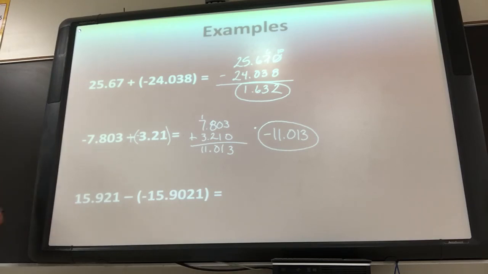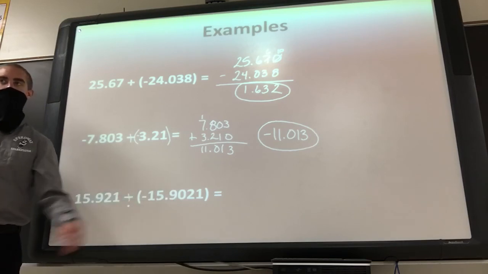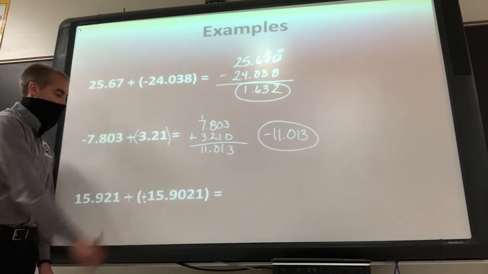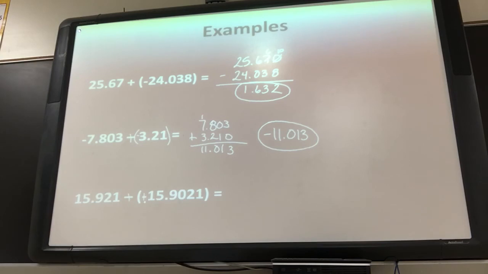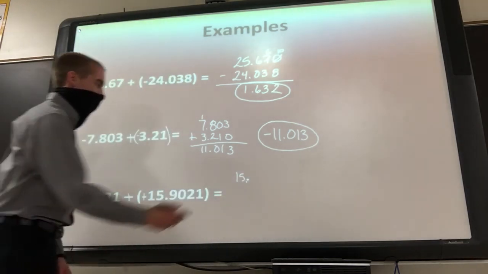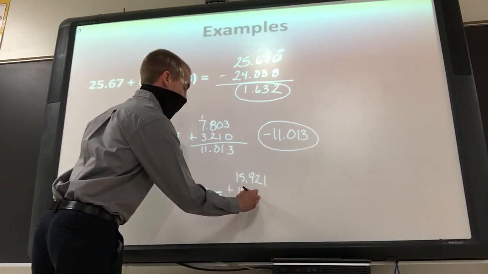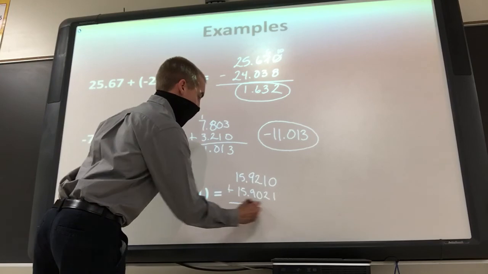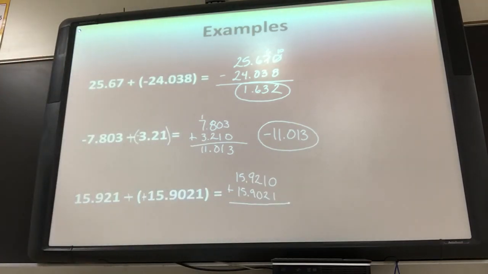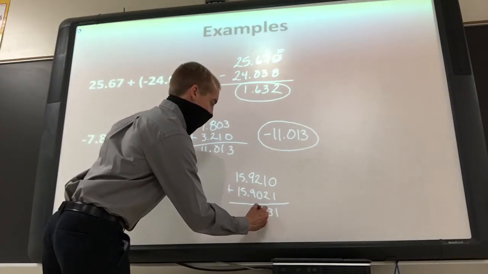And for our last one here, change the subtraction sign to addition and change the negative 15.9021 to a positive. So really, we're going to add these two numbers. We're actually going to add them when we change everything that we need to. Make sure that you write everything correctly as well. This one's tricky because the numbers are so similar. And then we'll just add them like normal.